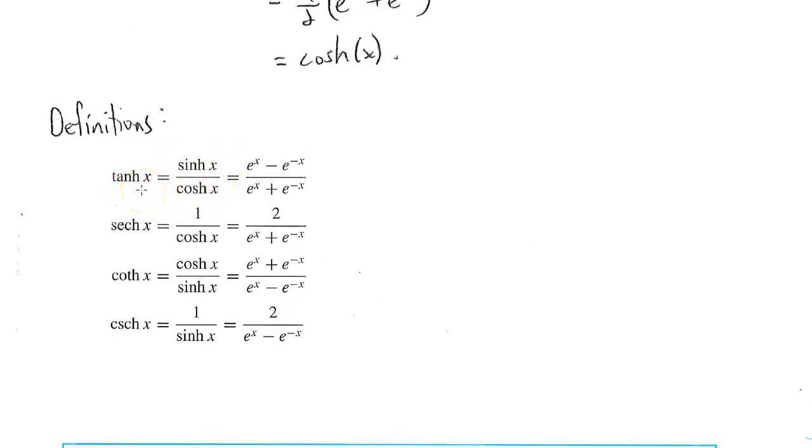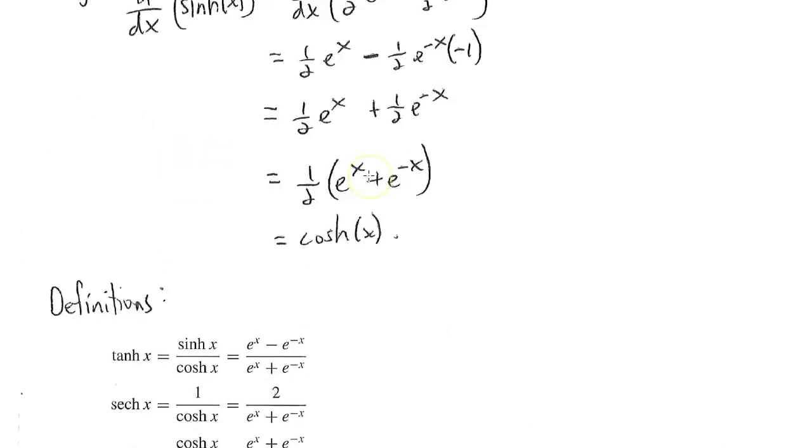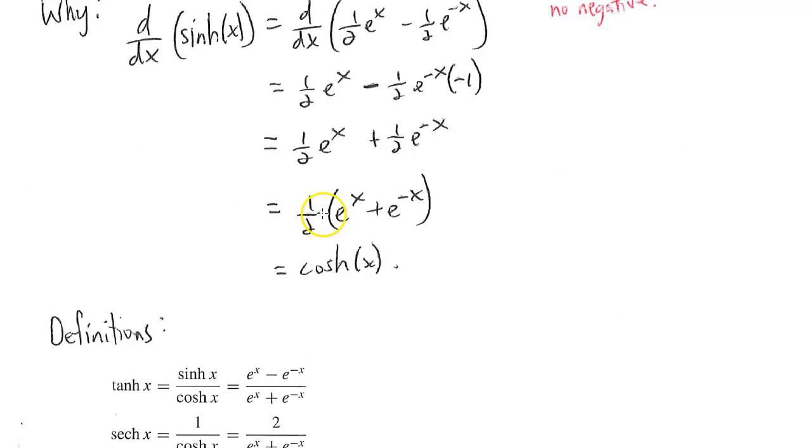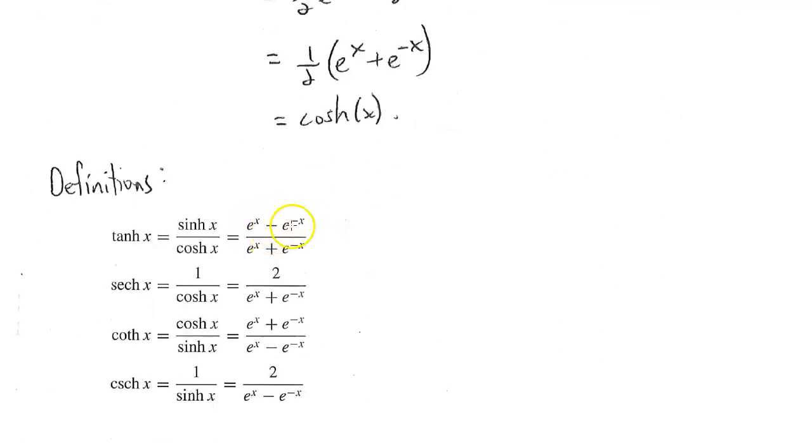Tanh, hyperbolic tangent, is sinh over cosh. If you work out what sinh over cosh is, it's like doing this times the reciprocal of this, and those 2's would divide out or cancel out. And so what you get is that tanh is actually e to the x minus e to the negative x over e to the x plus e to the negative x. But I don't remember it that way. I remember it as sinh over cosh.